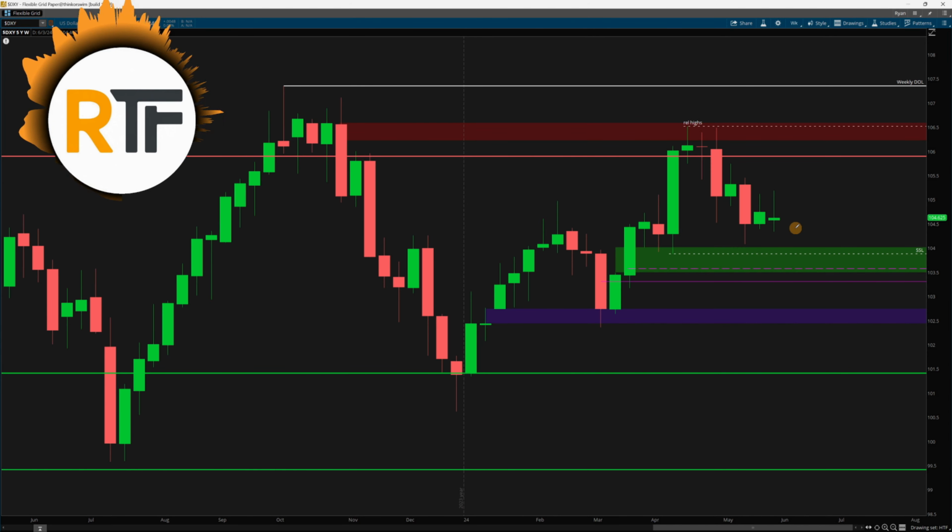Last week, I did talk about how I want price to come down to take the sell side liquidity below these lows and trade back into this weekly fair value gap. It has yet to do so, but let's take a closer look with the daily chart.